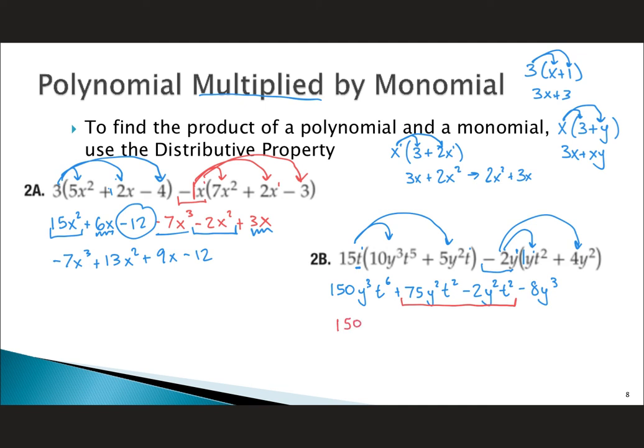I'm going to bring everything else down. Okay, and then it's going to be plus 73y squared t squared minus 8y cubed. And that's my final answer.